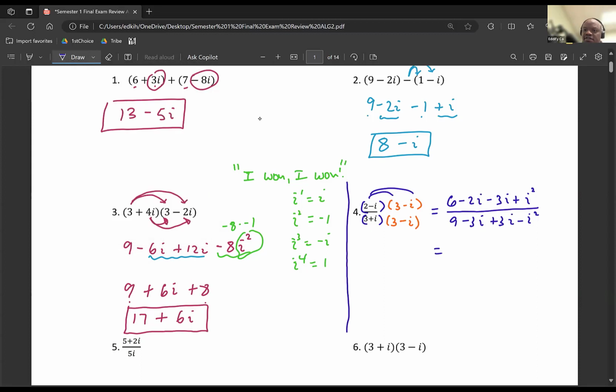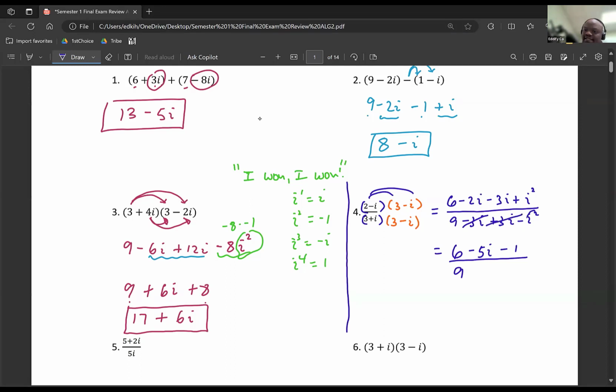We end up having 6. I'm going to combine these like terms right here. The negative 2i minus 3i is negative 5i. This i squared, again, is a negative 1 over the denominator. So we have the 9 combining these like terms. Negative 3i plus 3i, those cancel out.